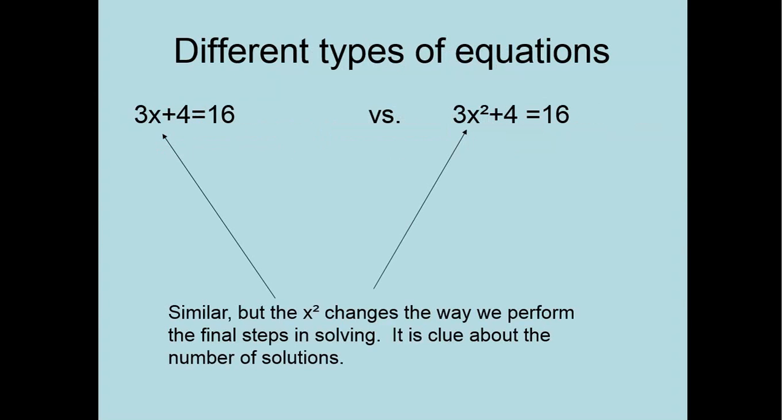So there's different kinds of equations. 3x plus 4 equals 16, we've looked at that, it's a linear. And then 3x squared plus 4 equals 16. They're kind of similar. However, the x squared is going to change the way we perform that final step in solving. Plus, it's a clue about the number of solutions. So this 2 is going to say we're going to have 2 answers to it.